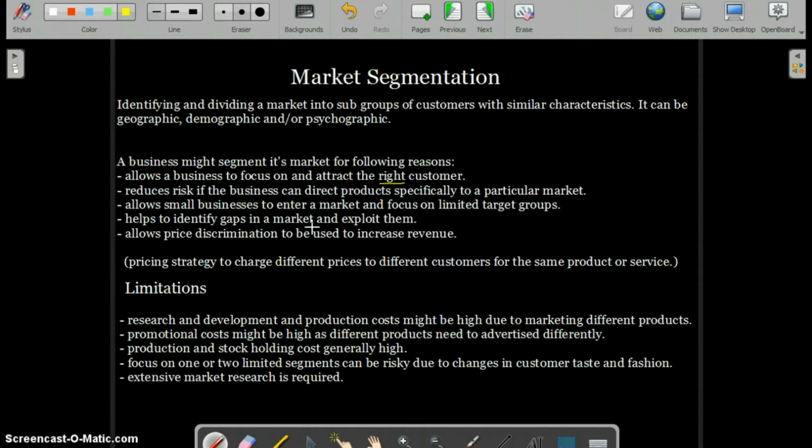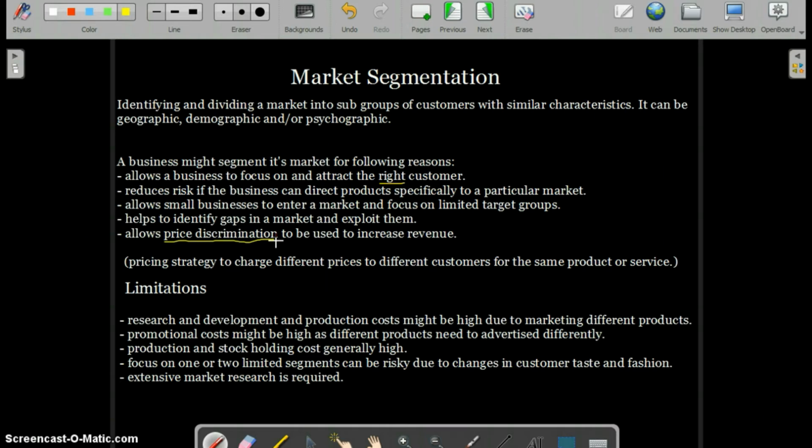Like in the previous example we talked about lefties, which was a niche market, and that's what it actually does. It identified the subgroups in a market, and then it exploited them. And also, the last point is that it allows price discrimination to be used to increase revenue. Now, what is price discrimination, if you ask? We are going to discuss price discrimination in the next chapter, and later in the marketing unit, when we discuss price.